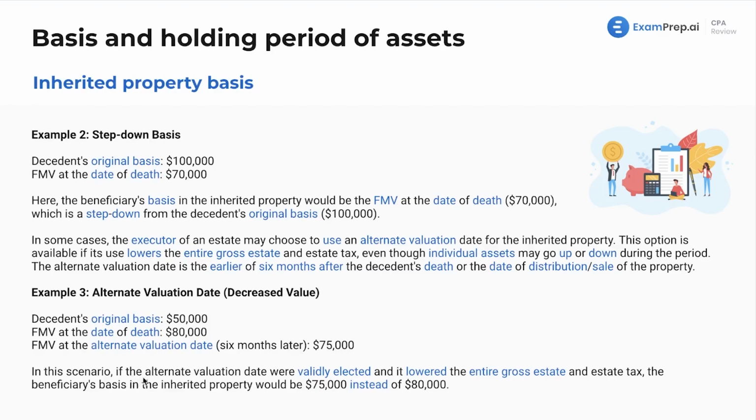Now, in this scenario, if the alternate valuation date were validly elected and it lowered the entire gross estate and estate tax, the beneficiary's basis in the inherited property would actually be 75 instead of 80. Again, validly elected, we saw a couple slides ago how you need to choose the earlier. So you got to determine, is that validly elected? Is that a date we can use?